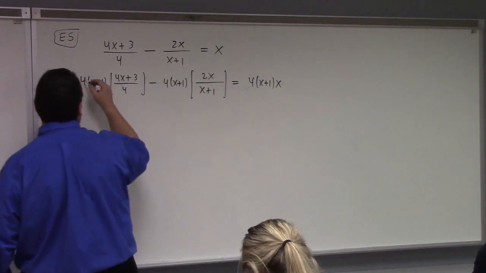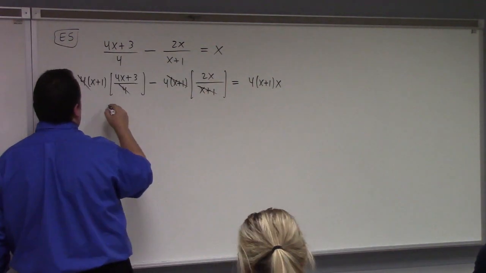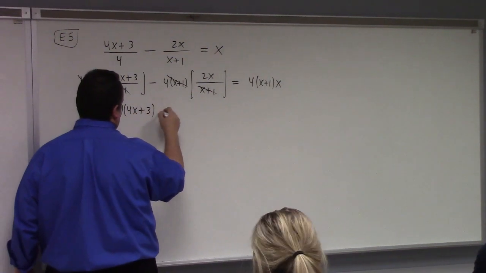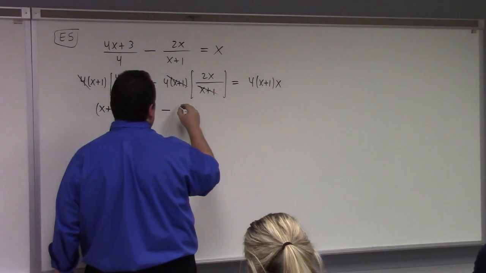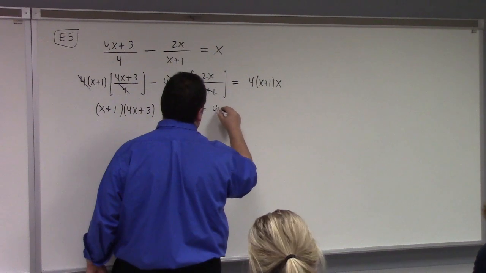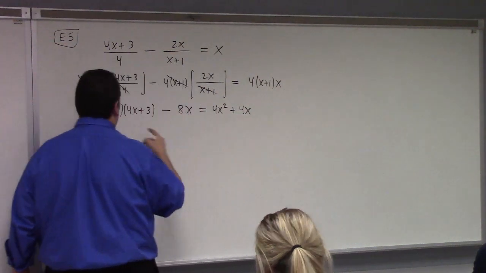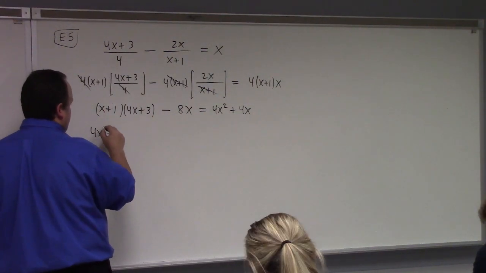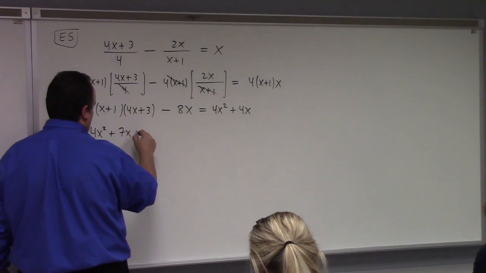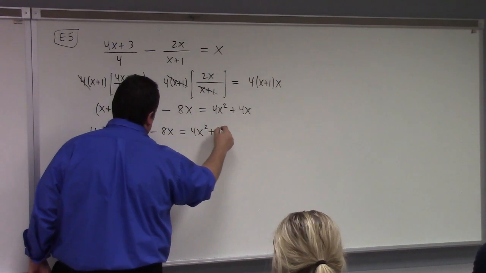All right, so we've got 4s. 4s are canceling. x plus 1s cancel over here. That gives us x plus 1 times 4x plus 3, which I should multiply out. And over here, we got ourselves a minus 8x. On the other hand, the right-hand side, we've got a 4x squared and plus a 4x, I believe. FOIL this out. We got ourselves 4x squared plus 4 plus, that's plus 7x, plus 3 minus 8x equals to 4x squared plus 4.